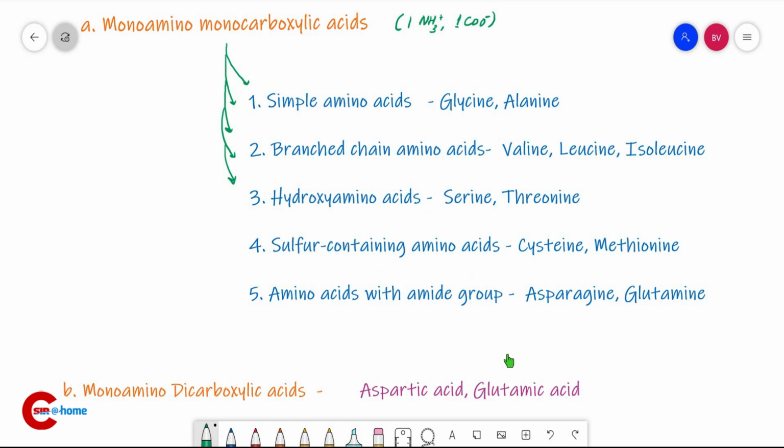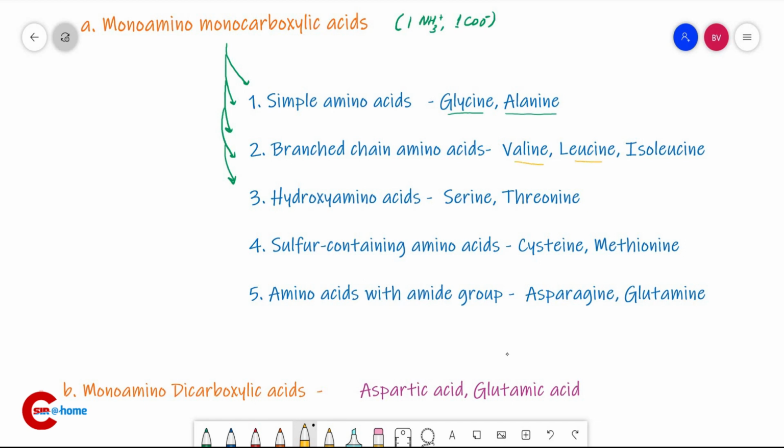These are aliphatic amino acids. We studied 3 categories: monoamino monocarboxylic acid, monoamino dicarboxylic acid, and the other one, dibasic monocarboxylic acid. Here this one is monoamino monocarboxylic acid. Examples of simple amino acids: just study all those things for objective type questions. Examples: glycine and alanine. These are examples of simple amino acids.